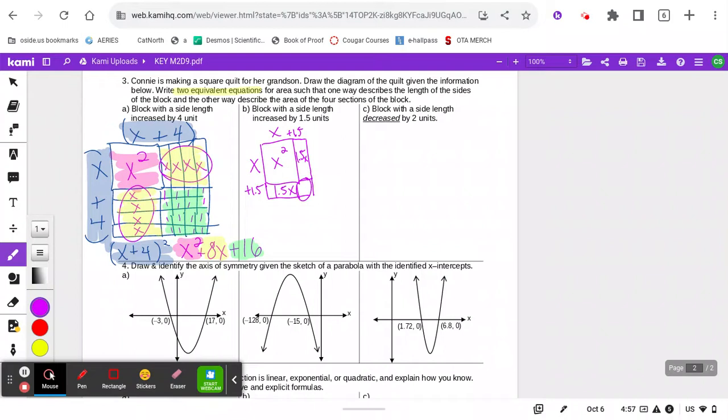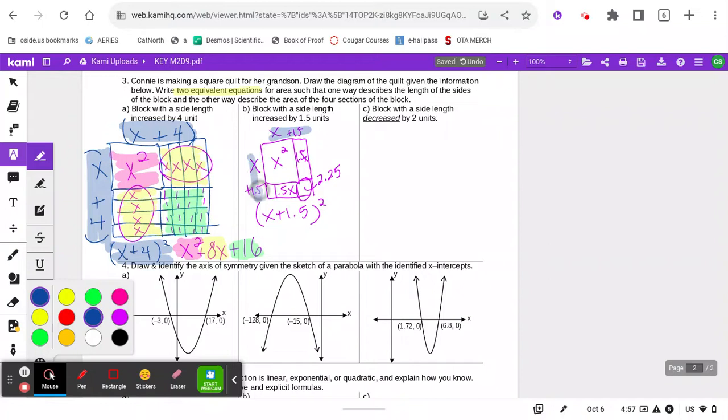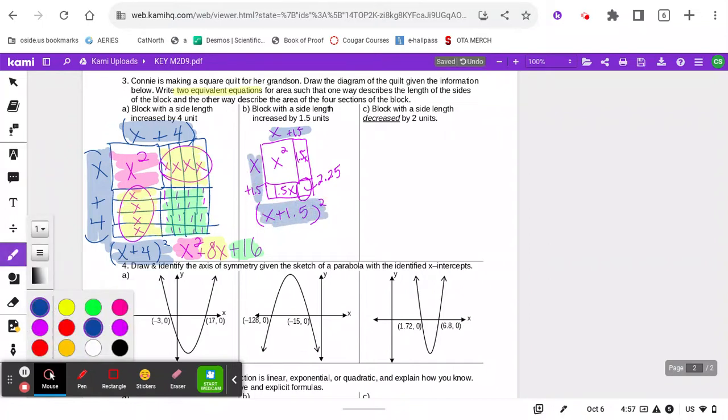Okay, how'd you do? Did you get 2.25 there for that constant? So the factored form is going to be x plus 1.5 squared. That comes from right here on the outside, just like before. And then my x squared plus, what's 1.5 plus 1.5? That's 3 x's plus 2.25. There's my standard form.